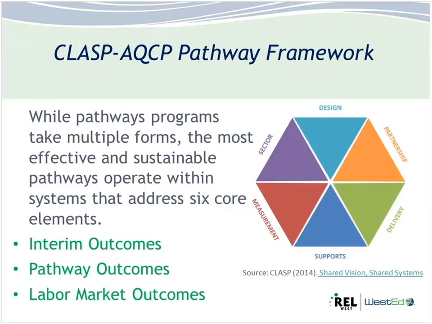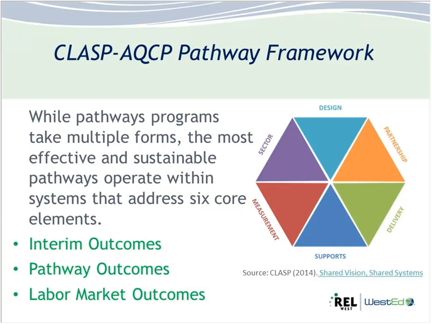So the next slide is really about CLASP and AQCP Pathways Framework. CLASP is an organization out of Washington, D.C. that does a fair bit of work, both nationally and in California, around career pathways. One thing that we want you to understand as you think about your regional data landscape is how does this all fit together?